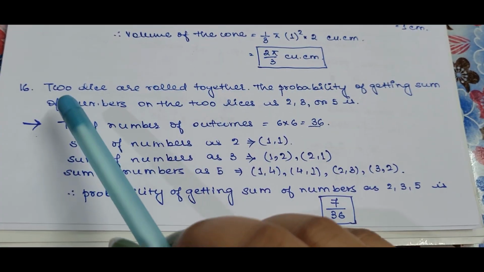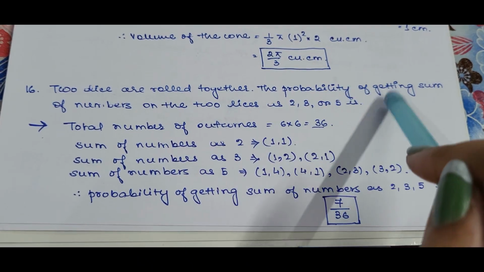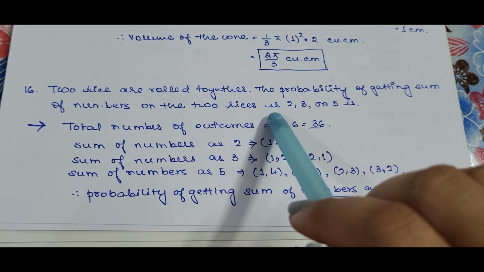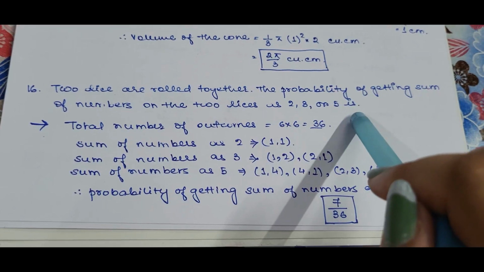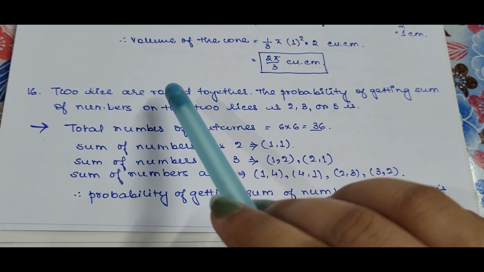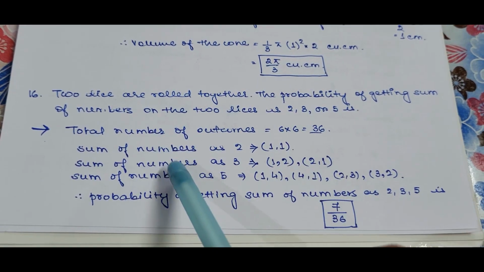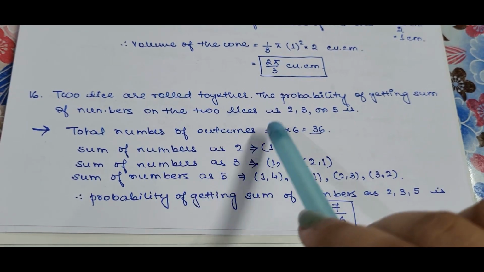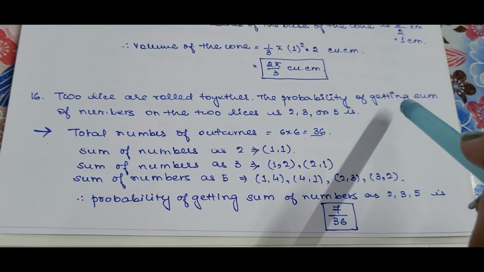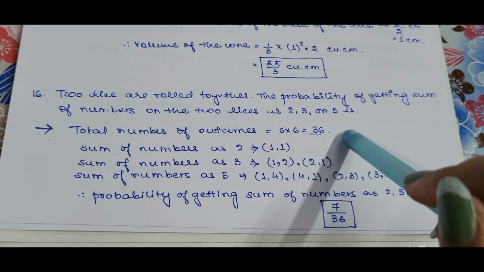Question 16. It says that two dice are rolled together. What is the probability of getting the sum of numbers on the two dice as 2, 3 or 5? Now, the total number of outcomes when two dice are thrown is 6 into 6, because one die has outcomes 1, 2, 3, 4, 5, 6, and the other die has outcomes 1, 2, 3, 4, 5, 6. So, it is 6 into 6, which is 36.